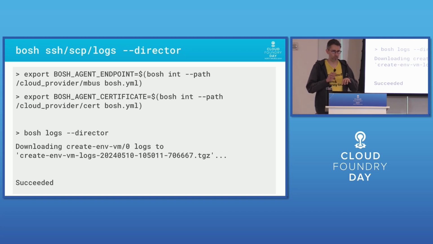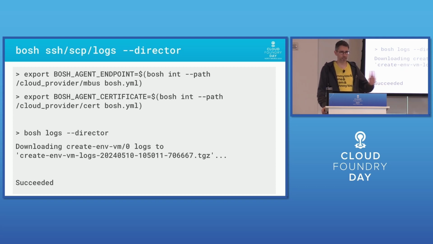And this is how you're able to deploy BOSH with BOSH, because when you do bosh create-env, there are a couple things you need. You need to know where that agent endpoint is. I've given you an interpolation path here from your BOSH manifest, and also a certificate. And now you can do bosh logs --director, and this also applies to SSH. So you can SSH right to your BOSH director, and also SCP things.